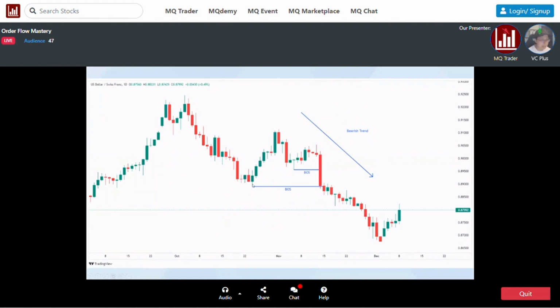The market is coming down with a swing low and swing high. The swing high did not get broken, but your swing low gets broken and closed. Those are what we call BOS, and that's where you have a bearish market structure.